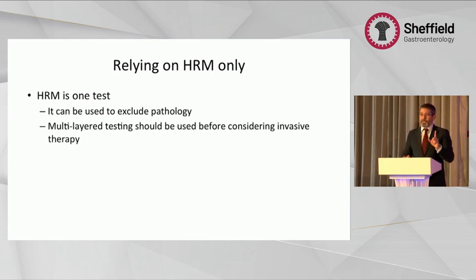Remember, this is only one modality. So it's good to exclude pathology with manometry by showing that something's normal. But if you are trying to consider doing invasive therapy, such as a myotomy, for example, or something surgical, we really need multi-layer testing. We need to try and prove pathology with more than one test, at more than one level, and not rely on just one test. And that applies to all forms of medicine. So manometry alone shouldn't be the only test.